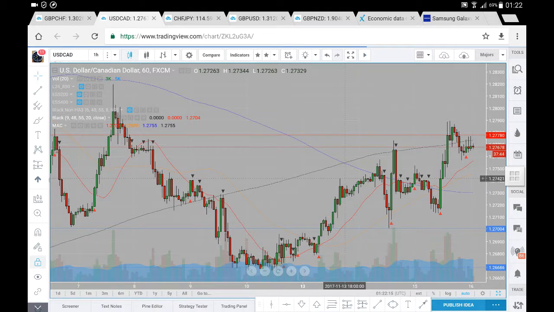So this is US dollar CAD analysis for Thursday, 16th of November. Now let's have a look at what happened with prices on the 15th of November.